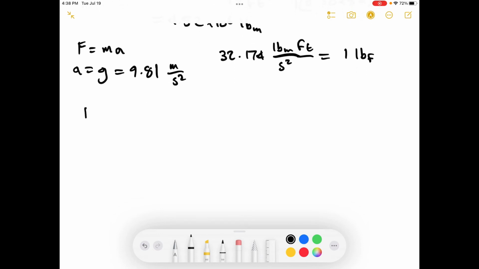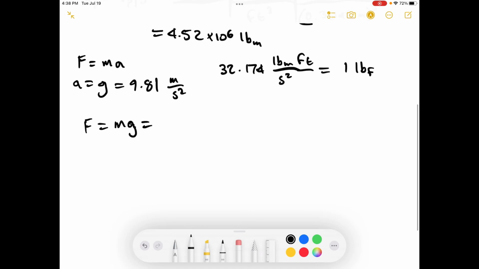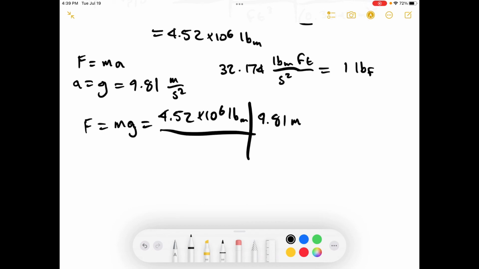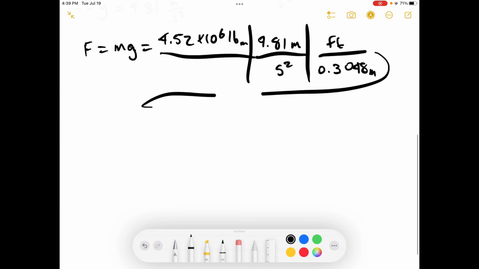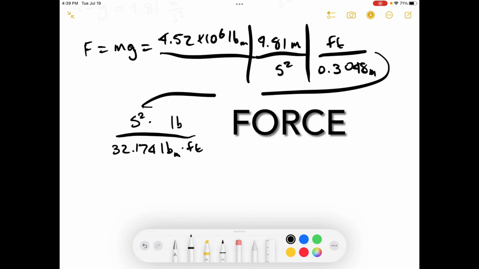Okay, so now we calculate the force. We get the mass times the acceleration, which equals, we just calculated what the mass was. It is 4.52 times 10 to the 6 pounds mass. Okay, then we know that the gravity is 9.81 meters per second squared. We just did a meters to feet correction, meters per foot. And then we'll continue on down here, with seconds squared over 32.174 pounds mass times feet is equal to 1 pounds force.